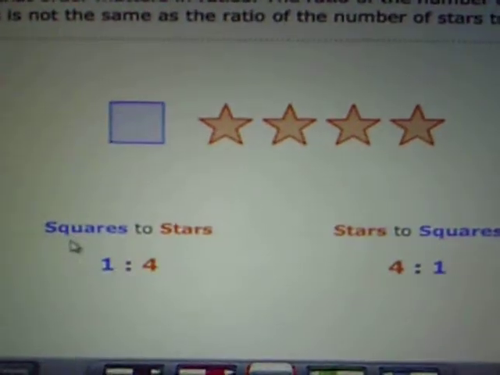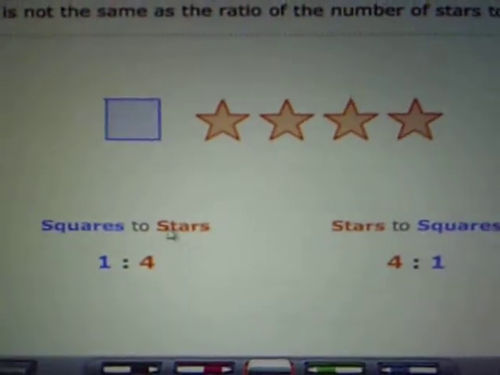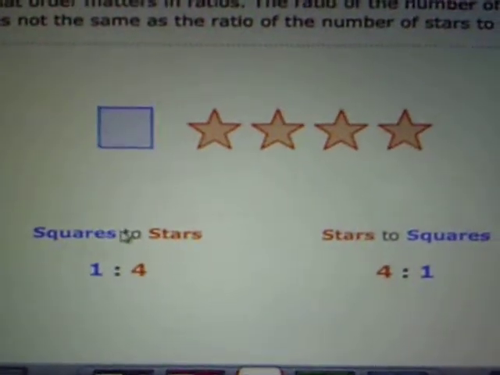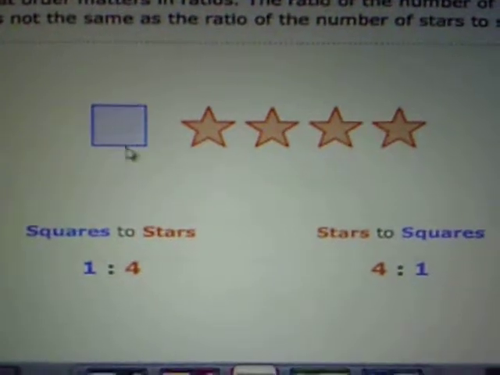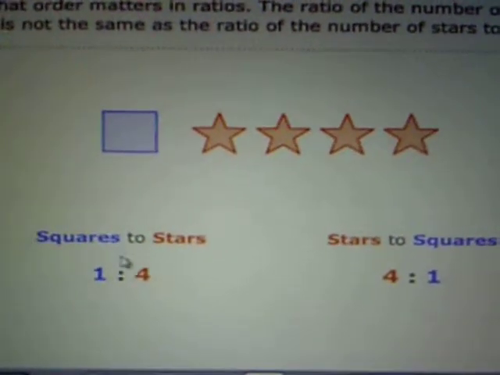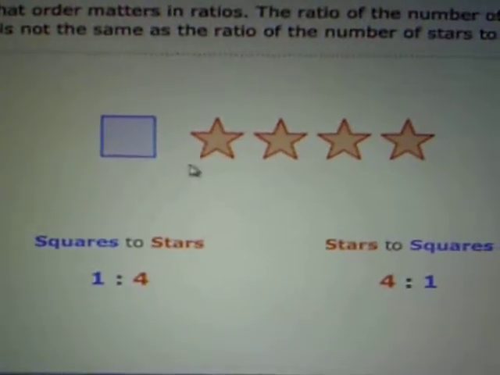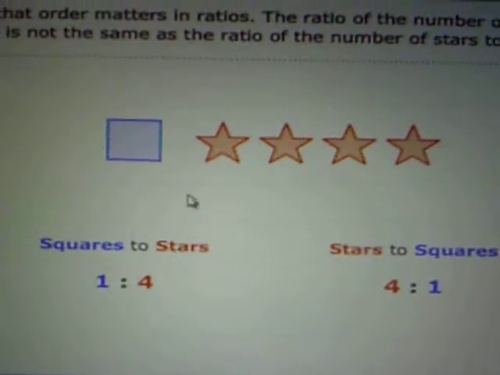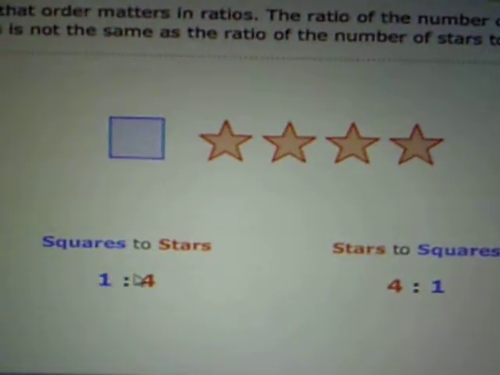If the question asks for the ratio of squares to stars, and it lists squares first, then stars second, take the number of squares and write that first in your ratio. Then write your colon, and then stars, which happens to be 4 in this case.